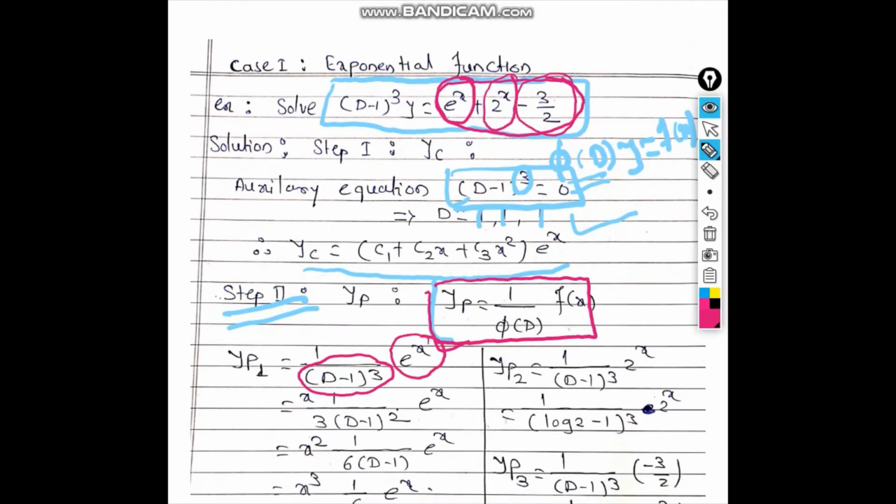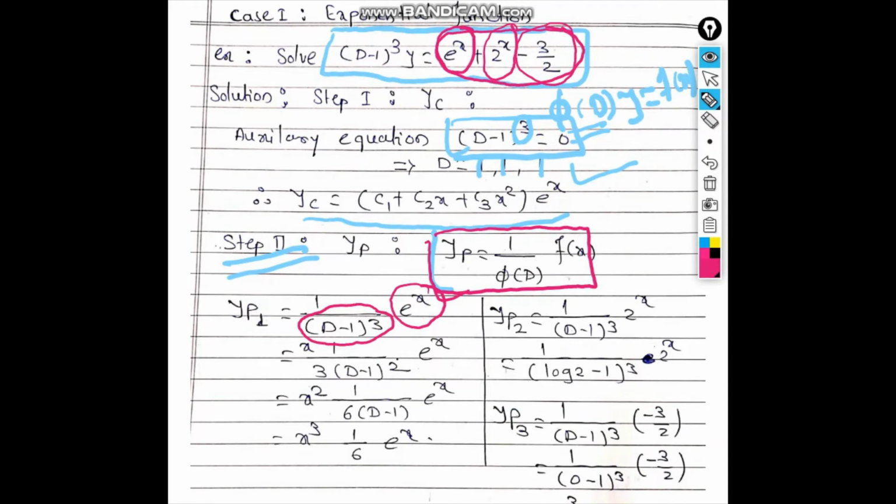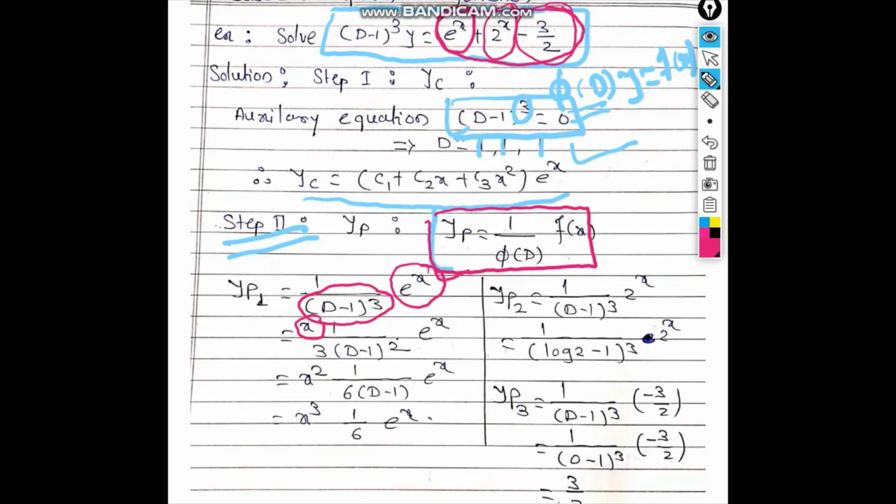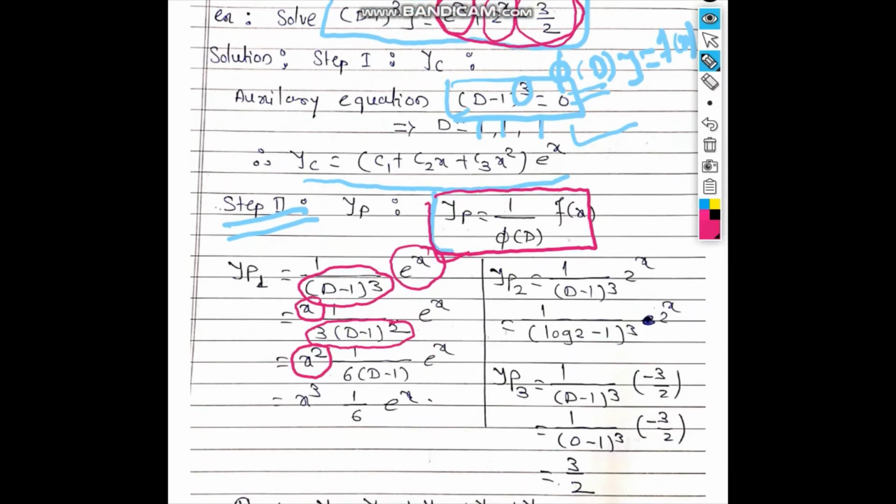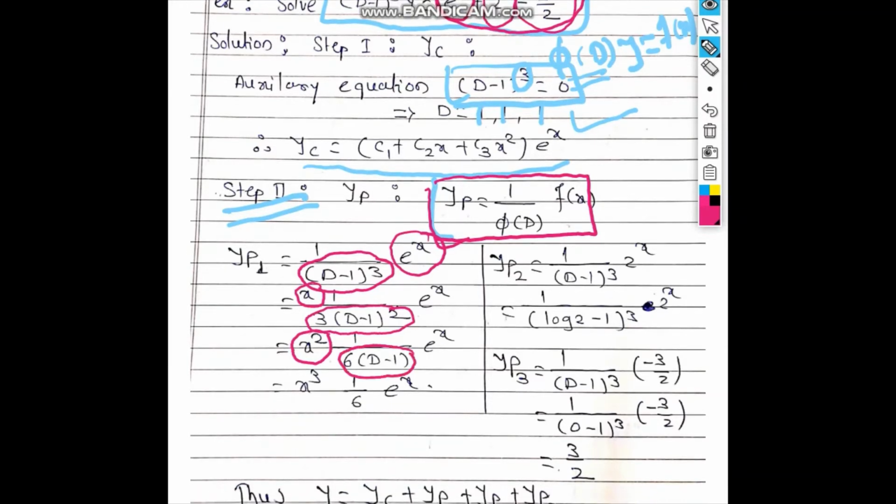Right now for e raised to x, we replace D by 1. When we replace D by 1 in (D minus 1) whole cube, the denominator becomes 0. So we multiply by x outside, and then take the derivative of (D minus 1) cube, which is 3 times (D minus 1) square, into e raised to x. But again, when we replace D by 1, it becomes 0. So again we multiply by x, so it becomes x square, and the derivative of 3 times (D minus 1) square becomes 6 times (D minus 1). And lastly, when we replace D by 1 the third time, it again becomes 0. So the third time we again multiply by x, and the derivative of 6 into (D minus 1) is only 6. So we get yp1 as x cube upon 6 into e raised to x. That is the particular solution for e raised to x.